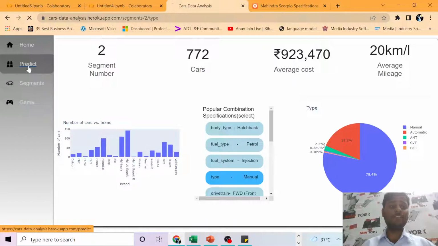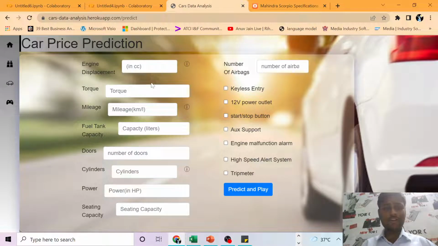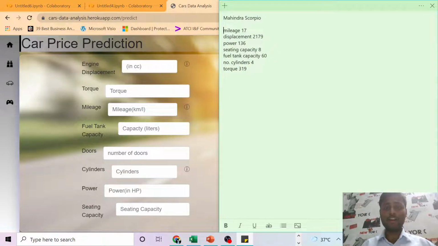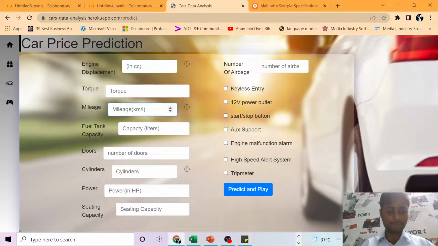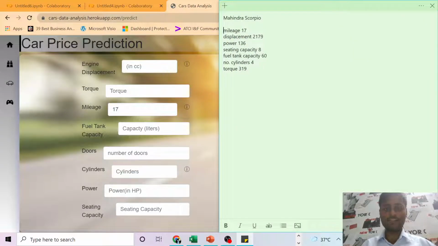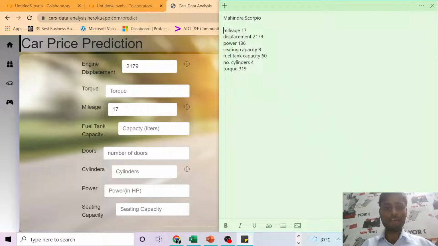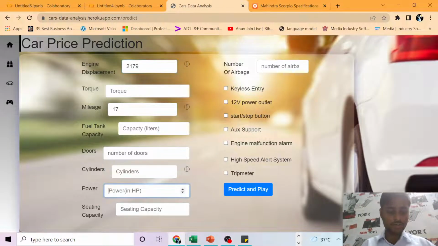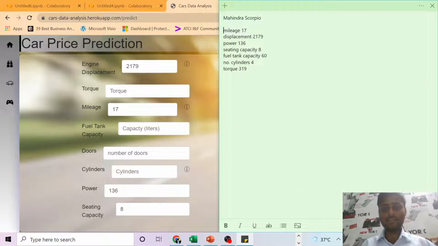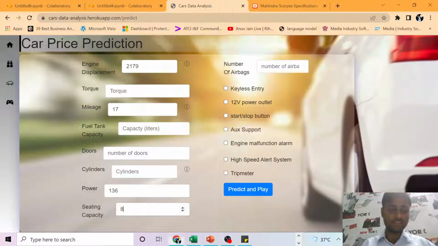Now there is one more feature, which is price prediction. We can input the data and get the price. I have already curated this Mahindra Scorpio data: 17 as mileage, displacement is 2179, power is 136 horsepower. All the data are aligned to the units which are being provided. Seating capacity is 8. Now number of cylinders: number of cylinders are actually 4.